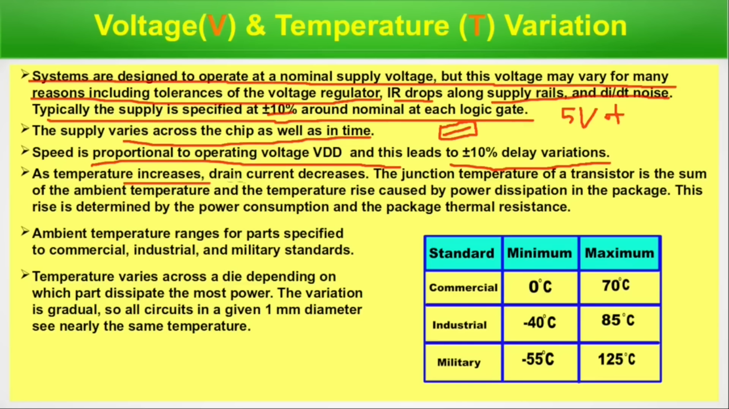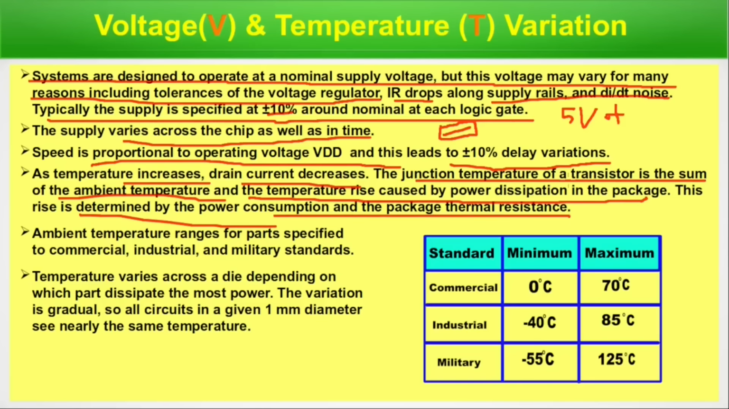As temperature increases, drain current decreases. The junction temperature of a transistor is the sum of the ambient temperature and the temperature rise caused by power dissipation in the package. The chip is not only fabricated, it needs to be packaged properly. How much the temperature of the chip will rise is determined by the power consumption of the total circuit and the package thermal resistance.